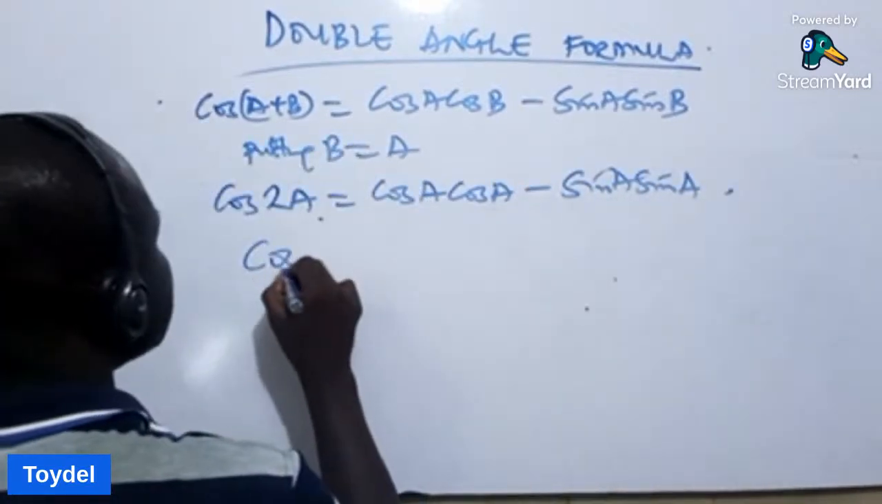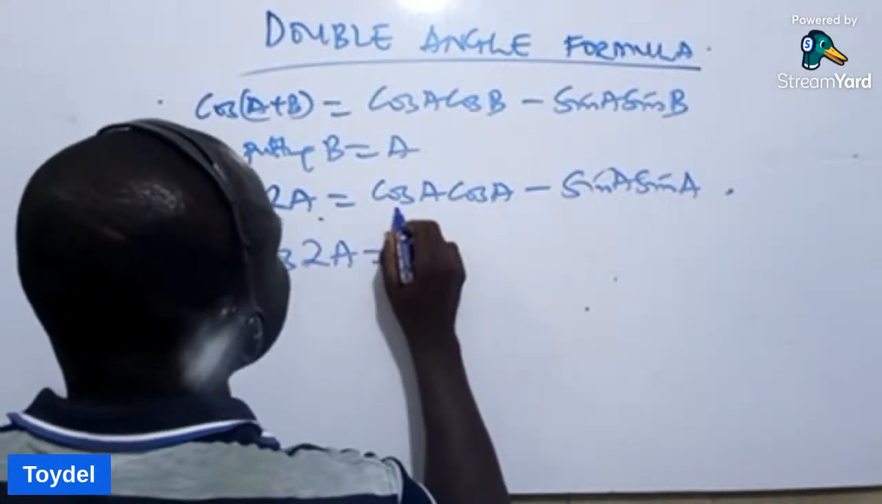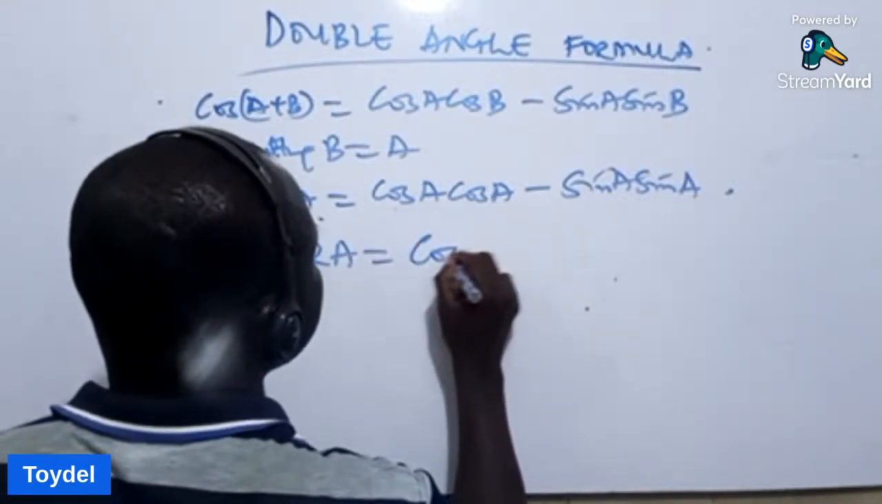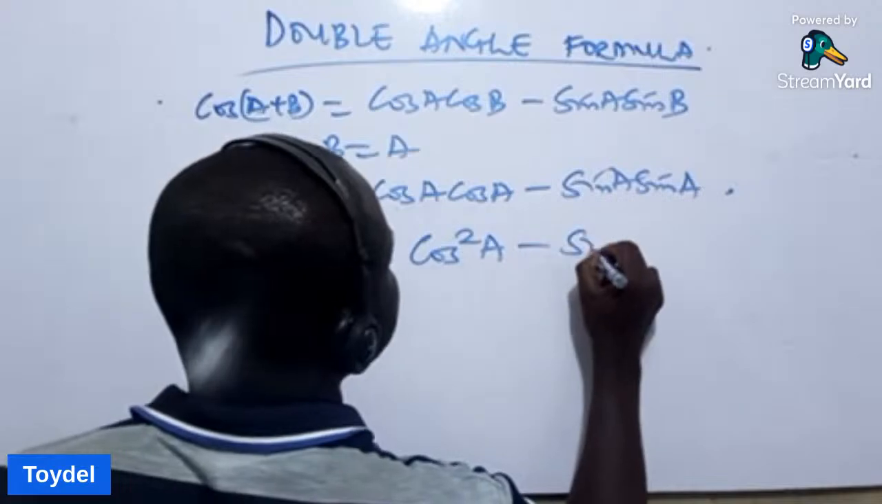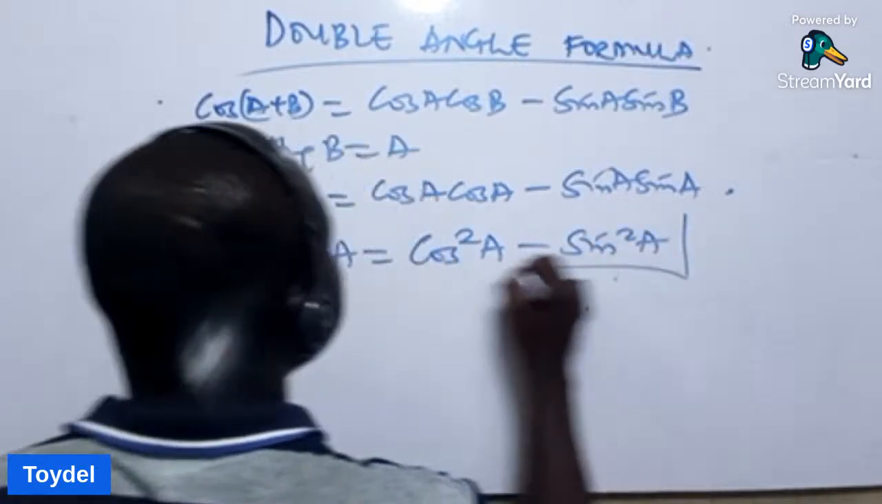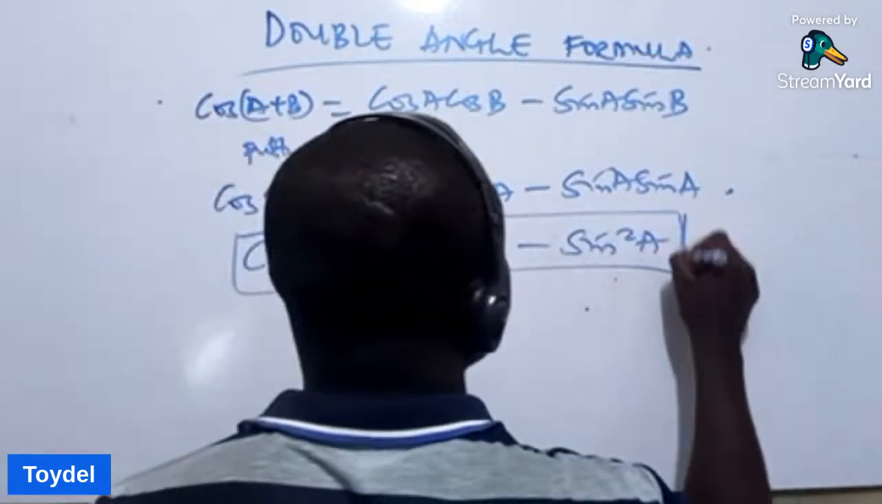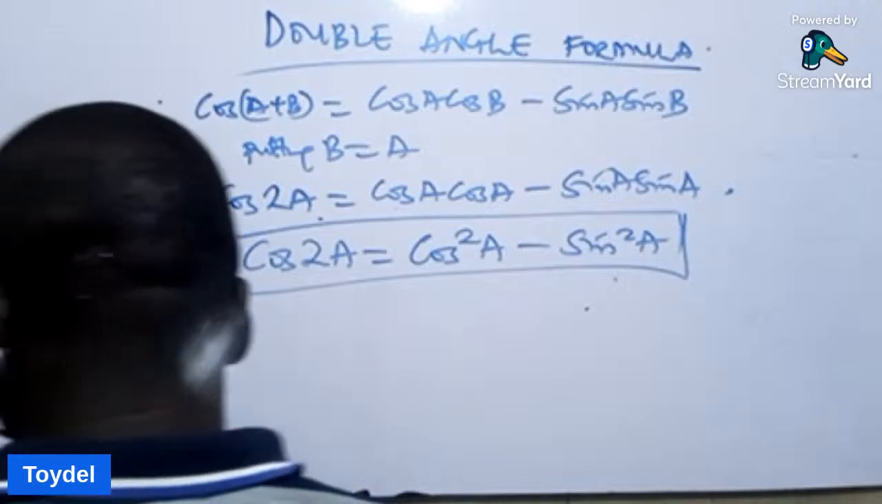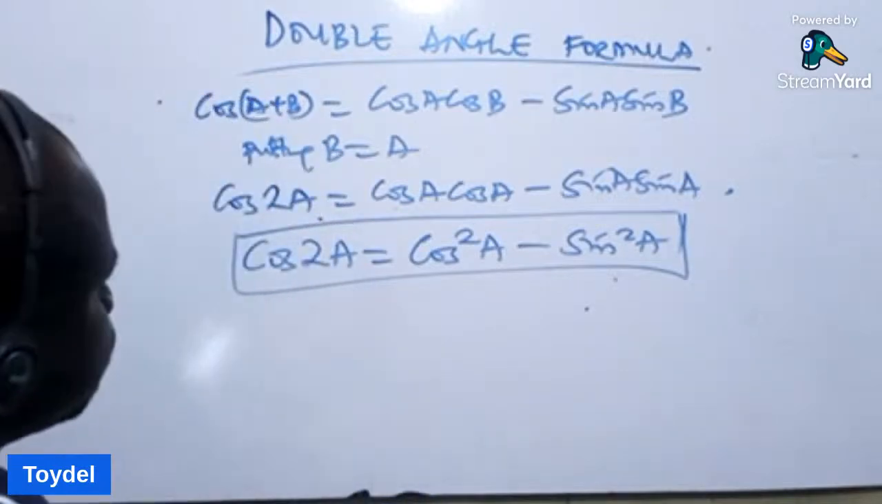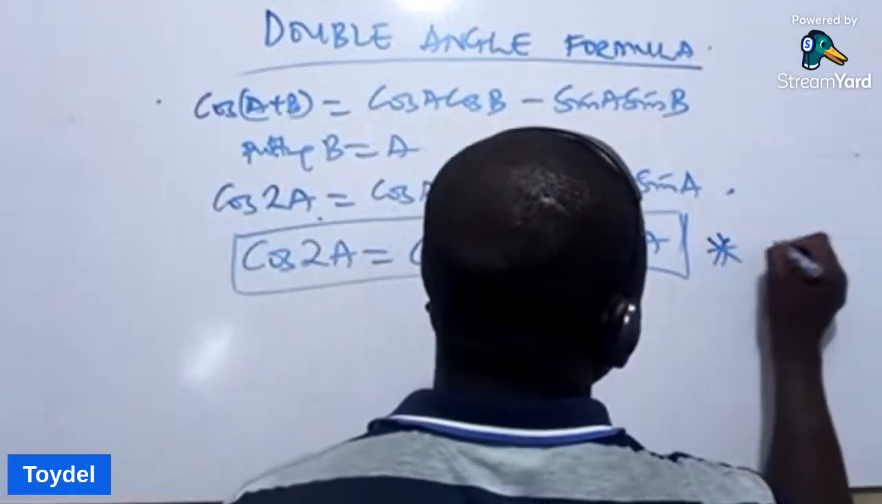So cos 2A is given as cos A times cos A, which gives cos square A, minus sine square A. So this is an expression for cos 2A under the double angle. Cos 2A is equal to what we have on the board. This is just one form of writing cos 2A.